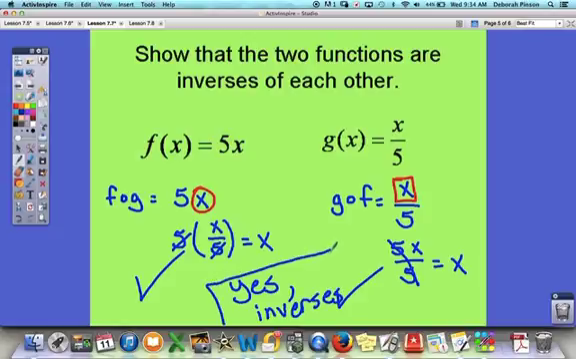Now remember, if it does not simplify down to x, they are not inverses of each other. So it's possible that it doesn't work out. You're just checking to see if they are or if they're not. All right, so that is 7.7.